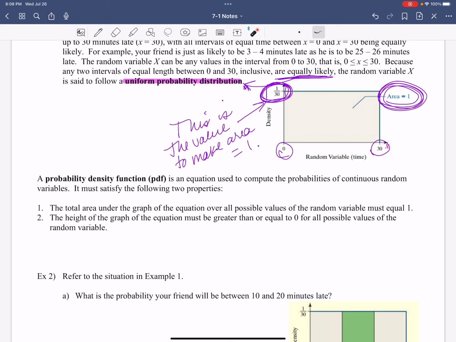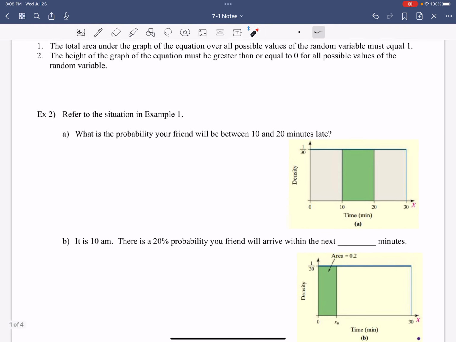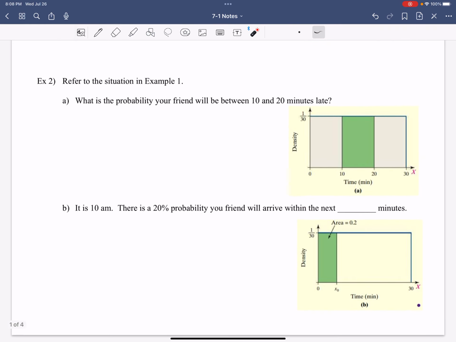Okay, so refer to this example. Your late friend is what we're referring to. What is the probability your friend will be between 10 and 20 minutes late? So they already have this set up for us as the green rectangle. What we're trying to figure out is the area of the green rectangle, or this piece in between the 10 and 20 minutes, right?